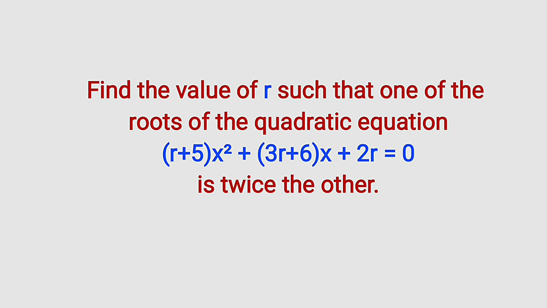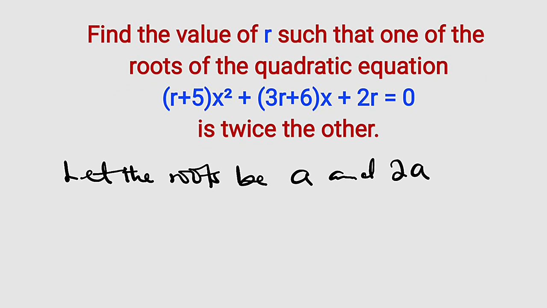The question reads: find the value of r such that one of the roots of the quadratic equation (r+5)x² + (3r+6)x + 2r = 0 is twice the other. It means that one of the roots of this quadratic equation is twice the other, and we don't know the roots, so we can declare them as a and 2a. So let the roots be a and 2a.